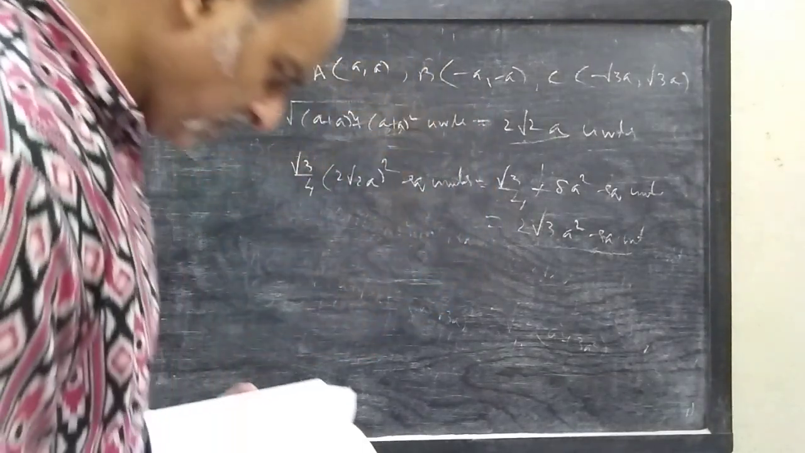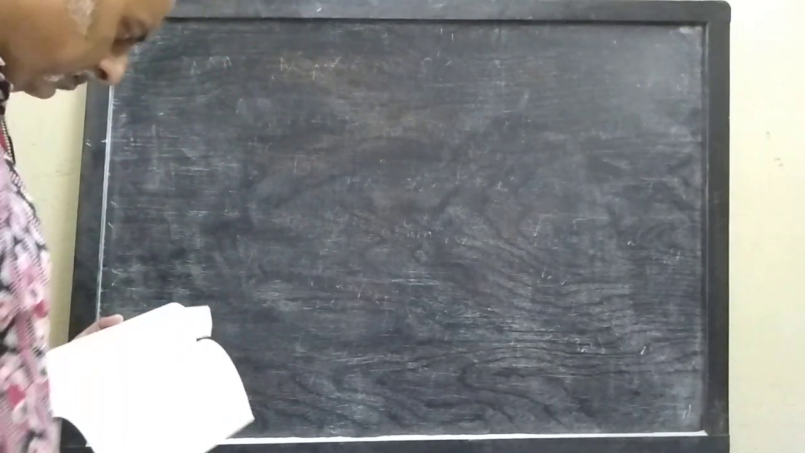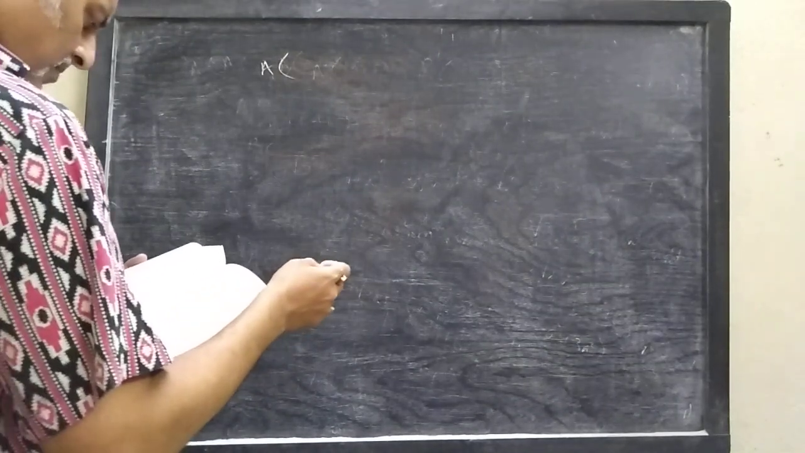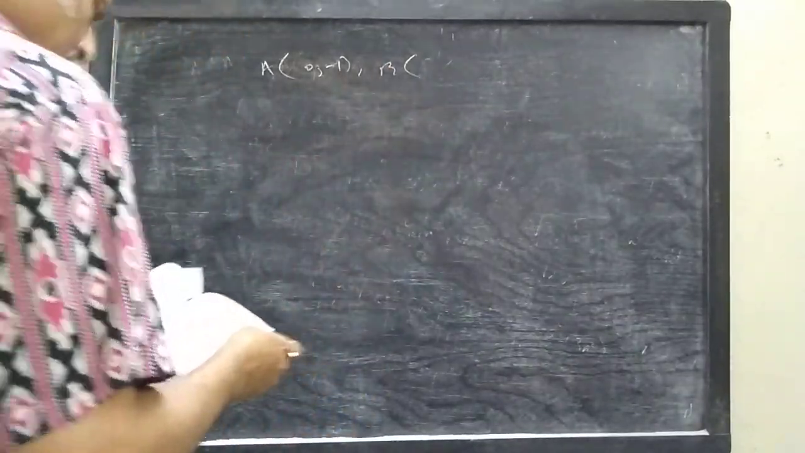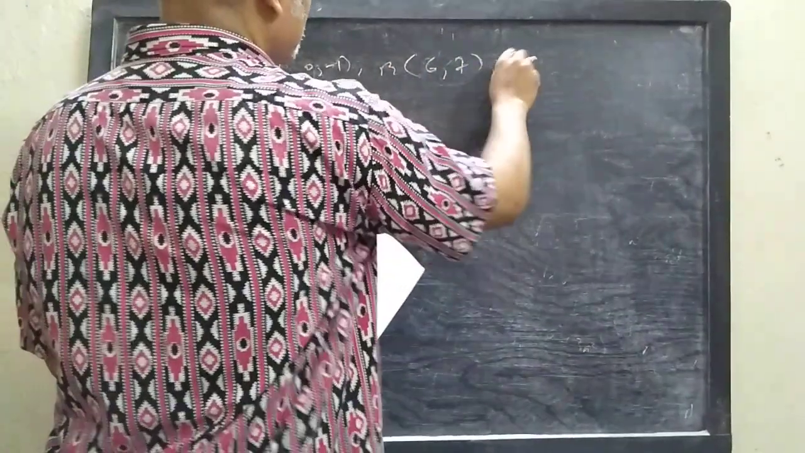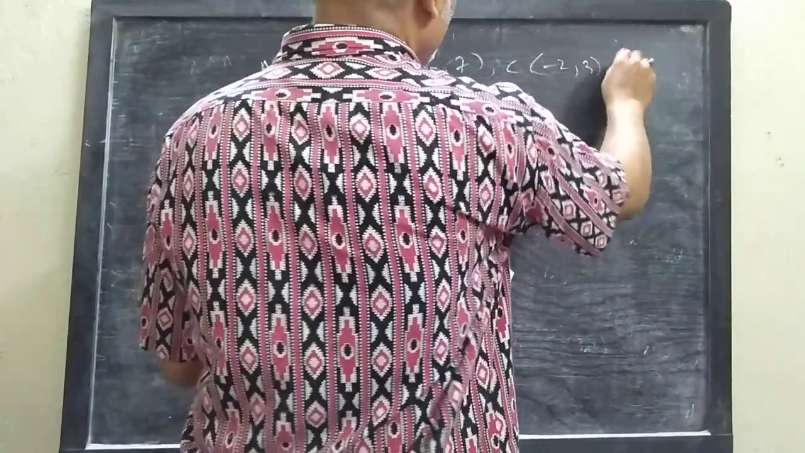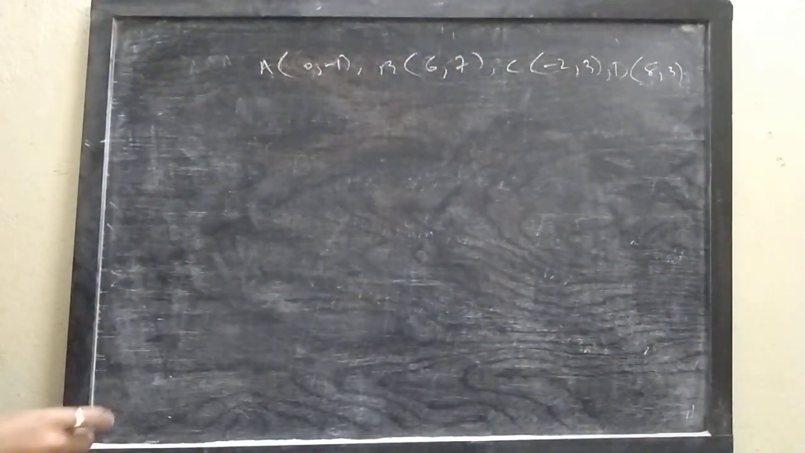Next, you are given 4 points and you have to show they are vertices of a rectangle. Very simple problem. The 4 points are A is (0, -1), B is (6, 7), C is (-2, 3), D is (8, 3). Now you have to show ABCD is a rectangle. How can we show this?